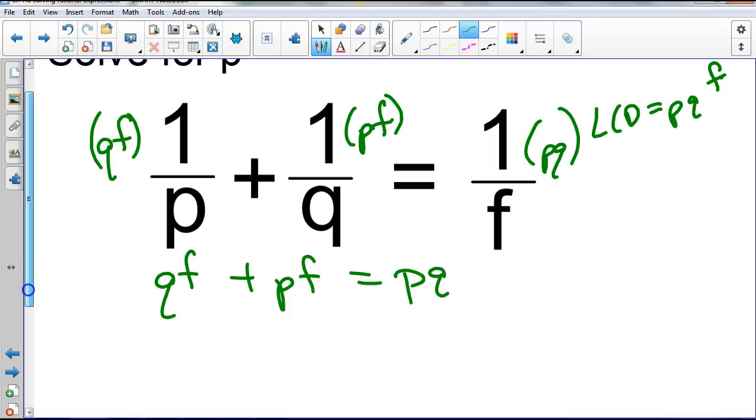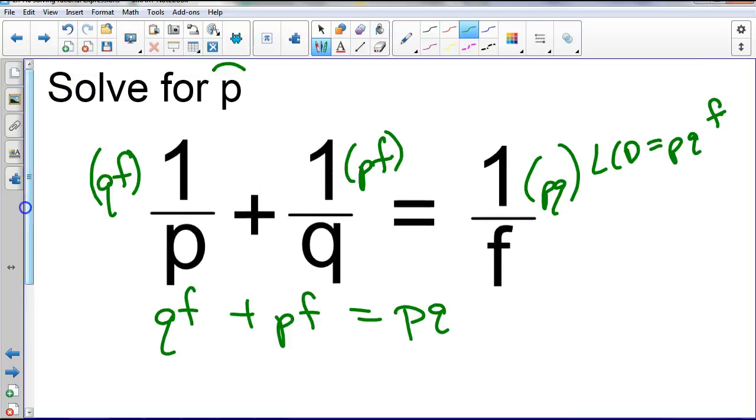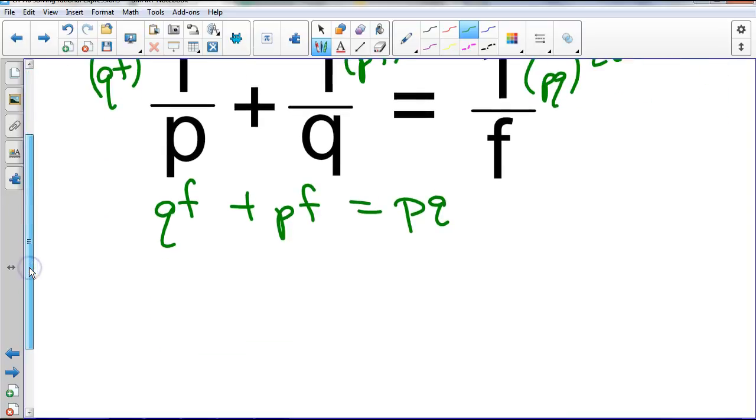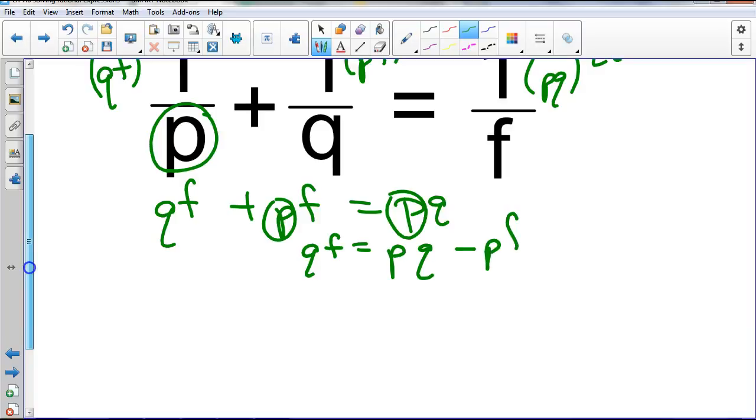Okay, we are solving for P. I should have probably mentioned that at the beginning. We're solving for P, so that means I'm solving for this letter and this letter, but you guys see how they're in two different places, two different locations? In order to solve for P, they have to be on the same side of the equal sign. So the next step would be to subtract the PF to put it on the same side as the PQ. So you're left with QF is equal to PQ minus PF.